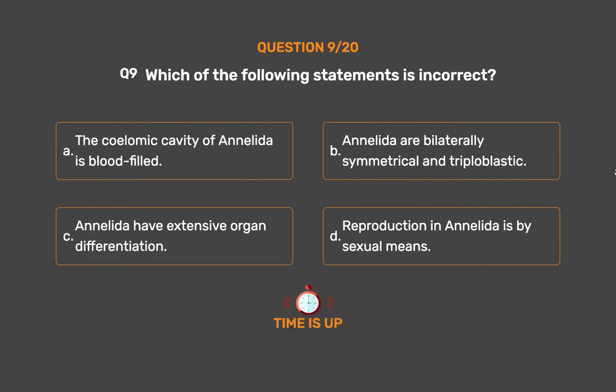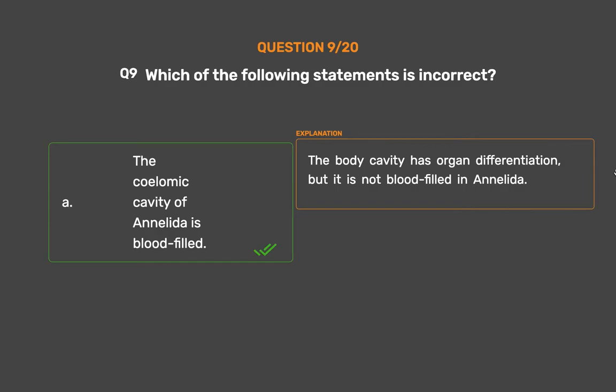The correct answer is Option A. The coelomic cavity of annelida is blood-filled. The body cavity has organ differentiation, but it is not blood-filled in annelida.